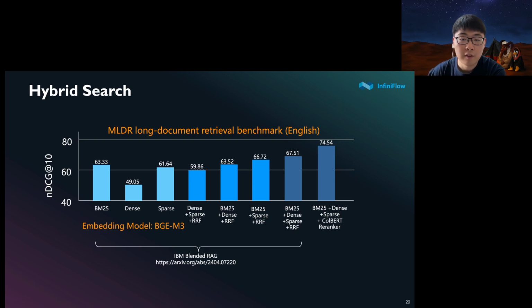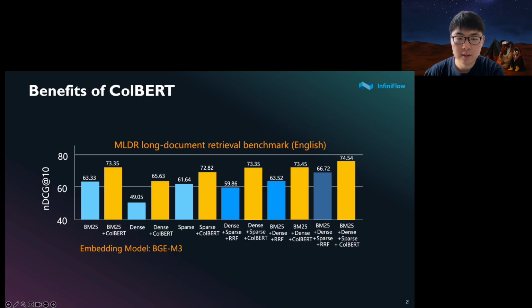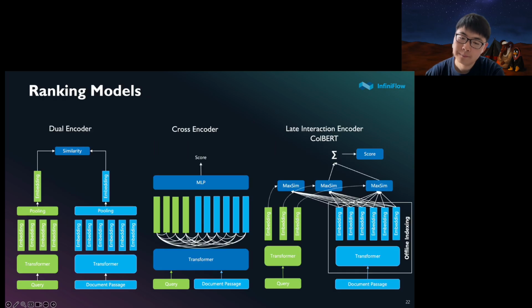Besides, we found that the results can be even much higher if we change the naive fusion ranker from RRF to ColBERT reranker, which is actually a tensor-based reranker. We will see it shortly. We could see that we got an overall improvement by simply using ColBERT as a reranker.